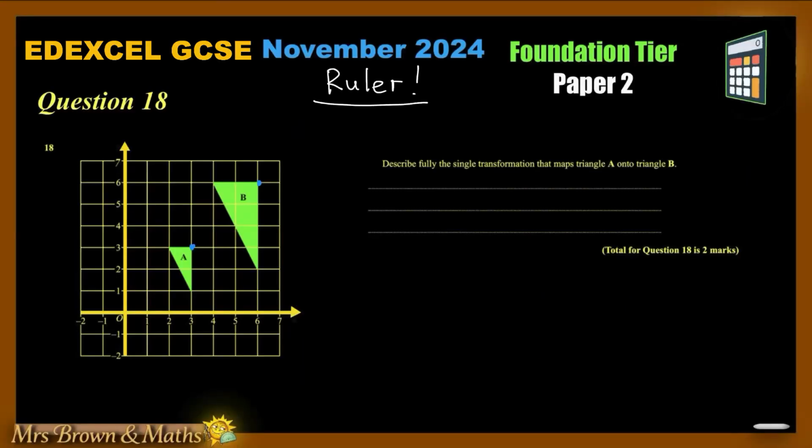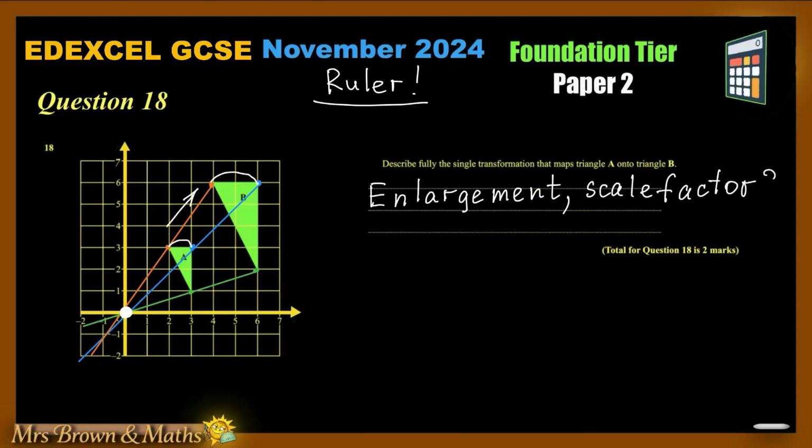Question 18. This is an enlargement. Scale factor 2 and center is at the origin, coordinates 0, 0.